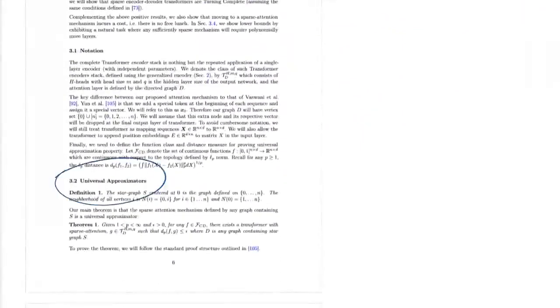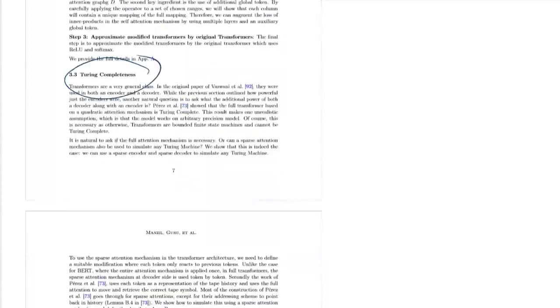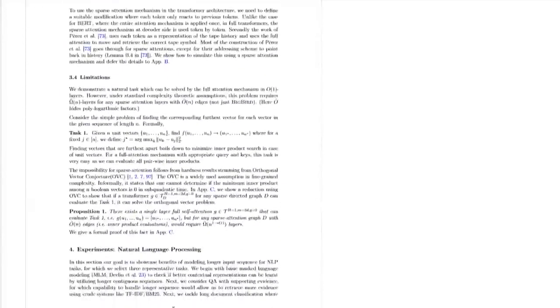So first they prove universal approximation, and second they prove Turing completeness. These two properties have been proven for full attention mechanisms. And third, they prove that there are tasks where you actually do need n layers to solve them with their limited attention.